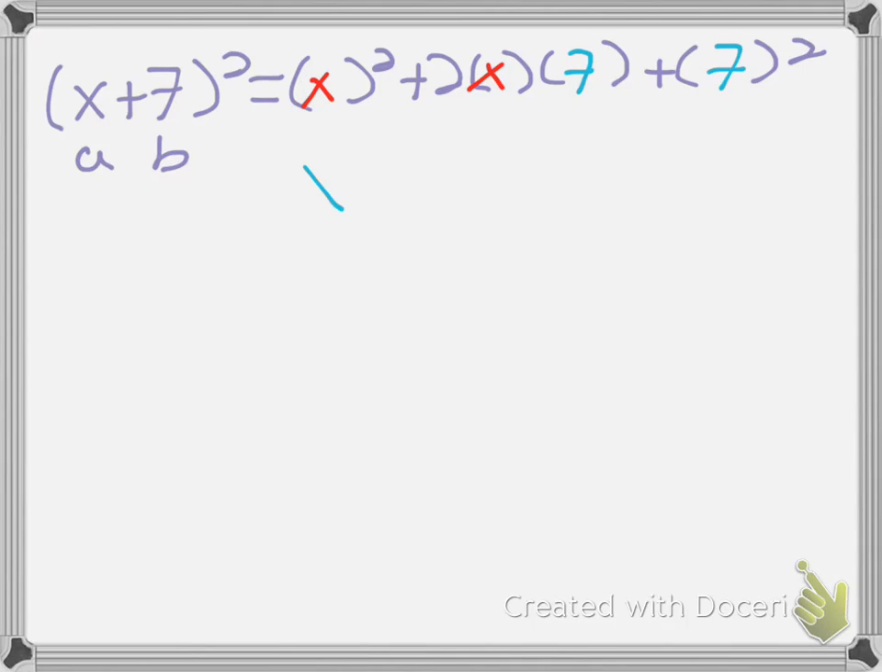So what does it become? x squared plus 14x plus 49. Alright, now let's do a couple of minus ones.